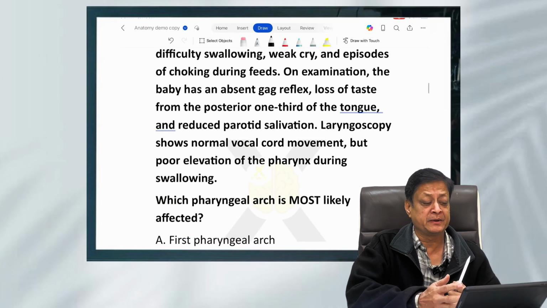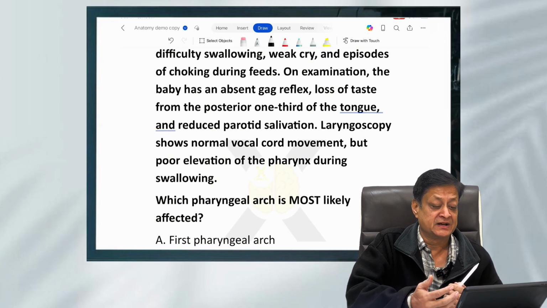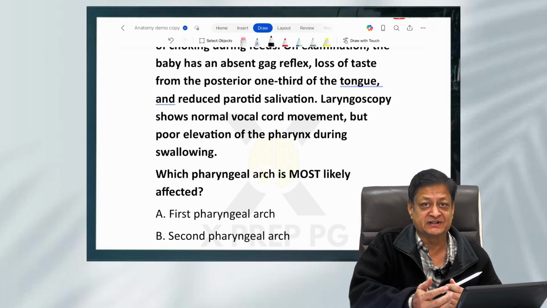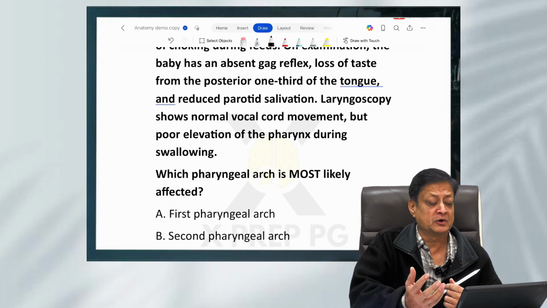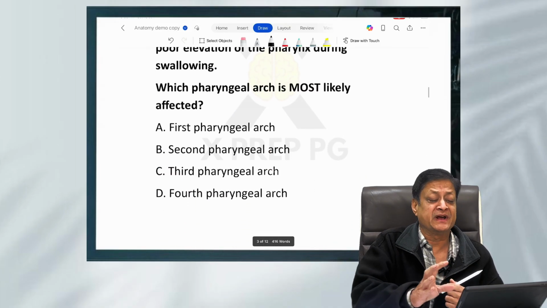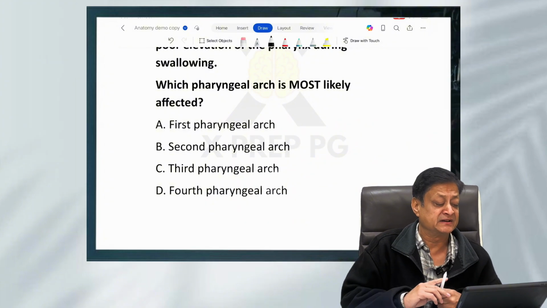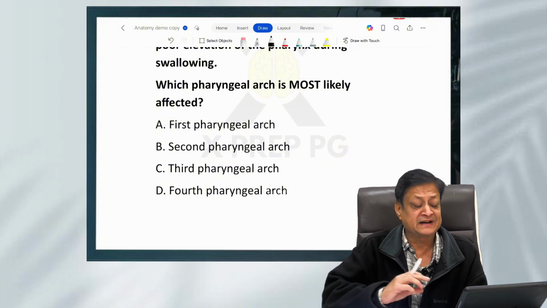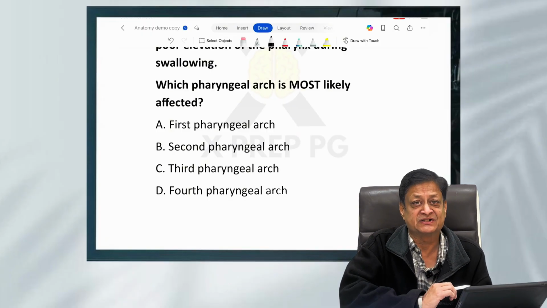On examination, the baby has absent gag reflex, loss of taste from the posterior one-third of the tongue, and reduced parotid salivation. Laryngoscopy shows normal vocal cord movement but poor elevation of the pharynx during swallowing. Which pharyngeal arch is most likely affected? The choices are first, second, third and fourth pharyngeal arch. Our correct answer is the third pharyngeal arch.